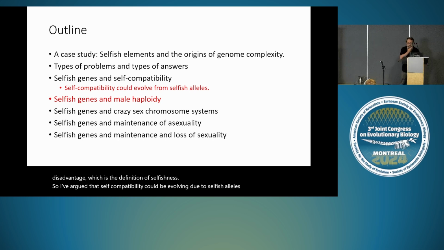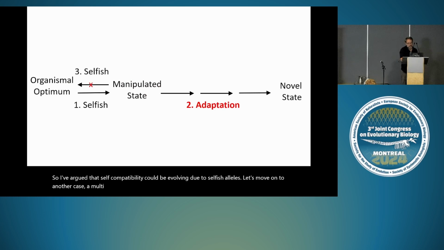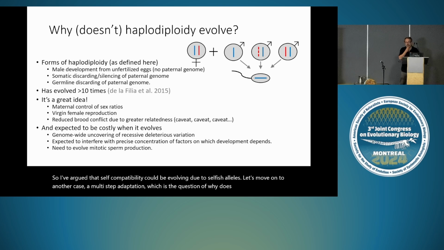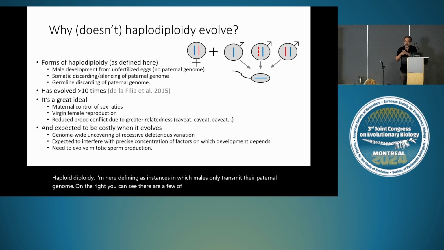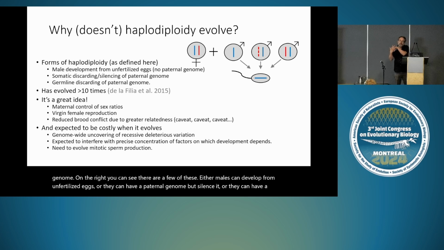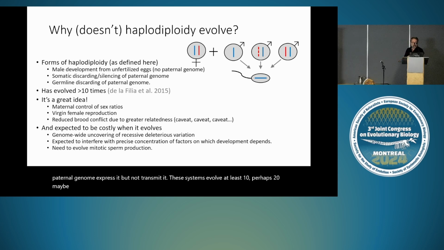Let's move on to another case of multi-step adaptation, which is the question of why does haplodiploidy evolve? Haplodiploidy, I'm here defining as instances in which males only transmit their paternal genome. On the right, you can see there are a few of these. Either males can develop from unfertilized eggs, or they can have a paternal genome but silence it, or they can have a paternal genome, express it, but not transmit it. These systems evolved at least 10, perhaps 20, maybe more times. And we can talk about the evolutionary dynamics of them.